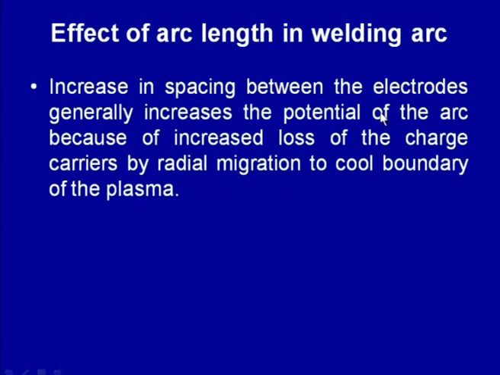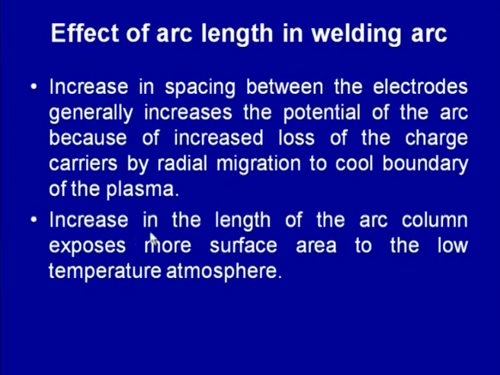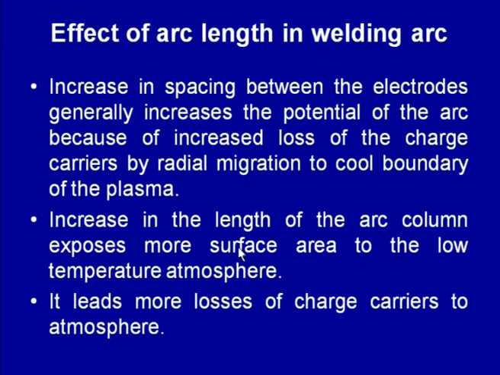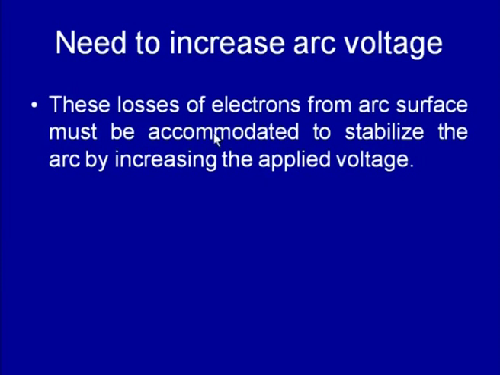So, now we will see that an increase in spacing between the electrode and workpiece generally increases the potential of the arc because of the increased loss of charge carriers by radial migration to the cool boundary of the plasma, and the increase in arc length of the arc column further exposes more surface area to the low temperature atmosphere, which in turn results in a lot of heat losses to the surroundings, and it leads to the loss of charge carriers to the atmosphere. And these losses of electrons from the arc surface must be accommodated to stabilize the arc by increasing the arc voltage.